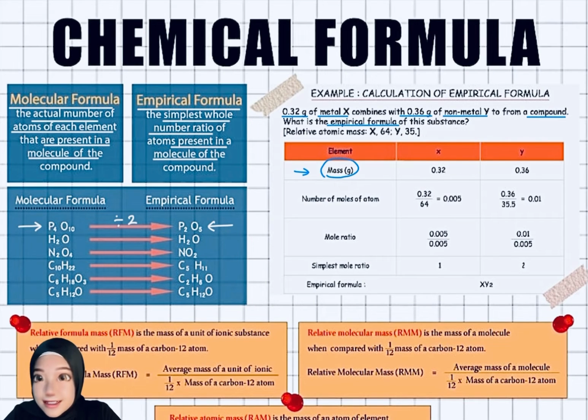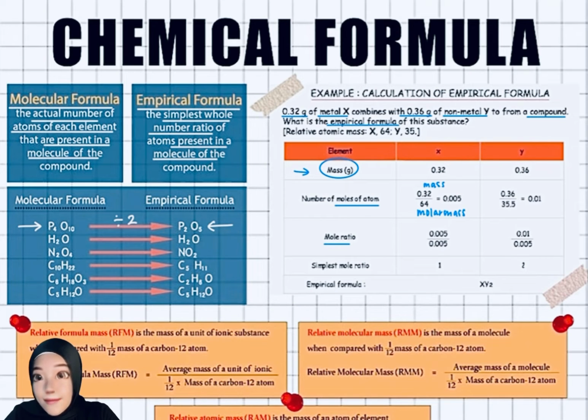Then, for the second step, you need to find the number of moles of each atom by using the mass and molar mass given in the question. Then, from the number of moles you get, make sure you divide the moles by the smallest number to get the simplest number ratio of atoms, where for this example, it is 0.005 mole. And for the last step, you need to calculate the simplest mole ratio of atoms and write down the empirical formula.